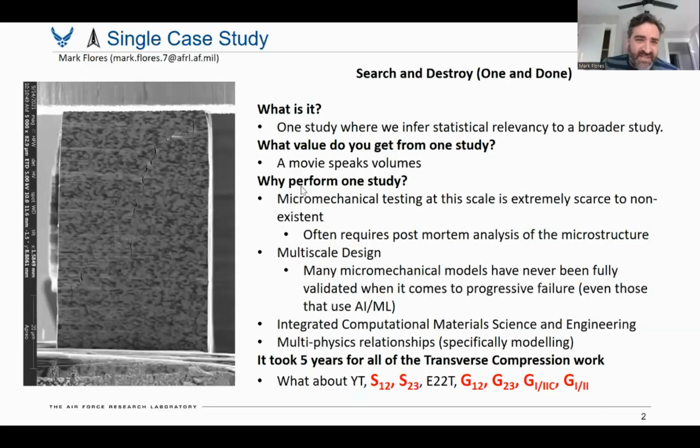Really, what is a single case study? Well, it boils down to that last bullet. It takes me 5 years to make these specimens. They're very small. They're very critical, and so it takes a long time. So where I'm at this point is really just one and done, search and destroy. What kind of statistical inferences can we make? A movie speaks volumes, and you'll see a movie later on to understand what is happening.